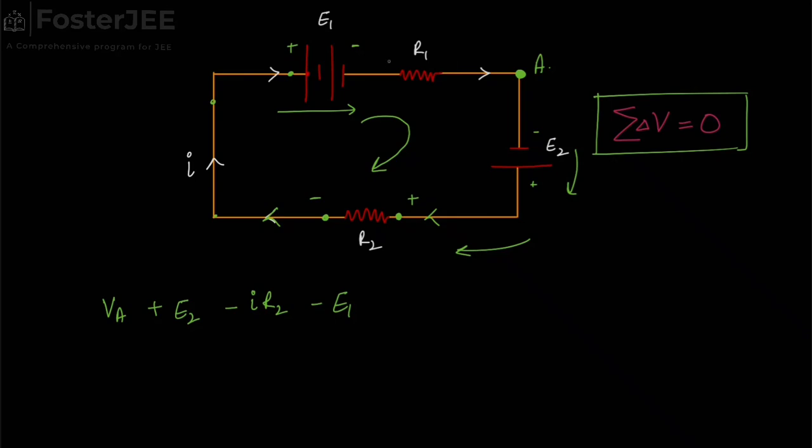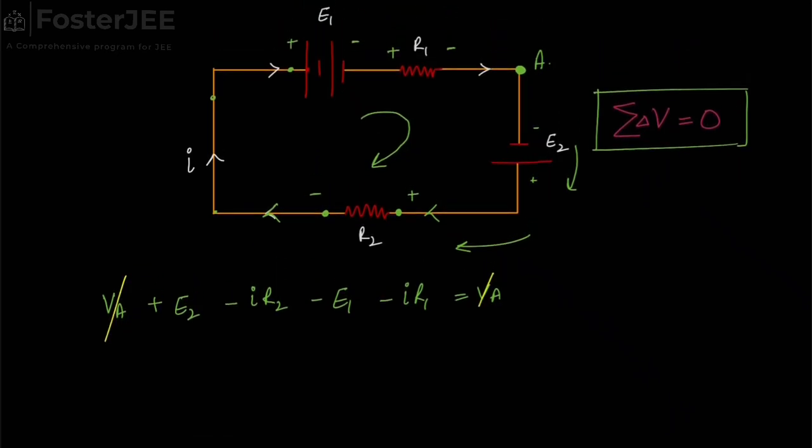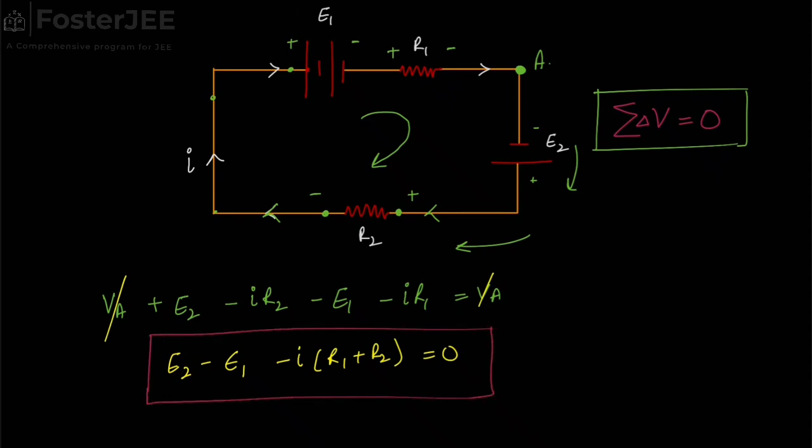Now this part is at higher potential and this part is at lower potential, because current flows from high potential to lower potential in a resistor. Hence we are moving towards lower potential, so the potential drop is negative: minus of IR1. Now where have we reached? We reached VA again. So VA and VA get cancelled out. So this becomes E2 minus E1 minus I times R1 plus R2 equals 0. This is the equation that we get from applying Kirchhoff's loop law.